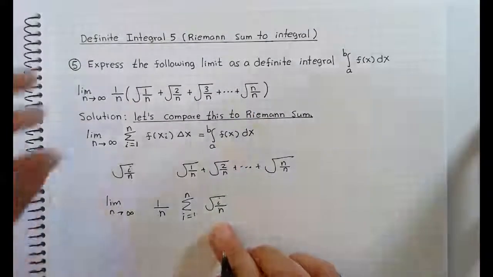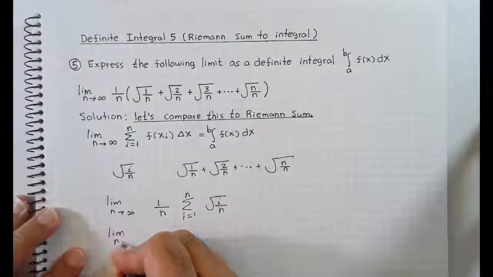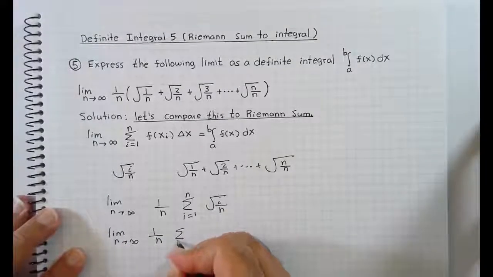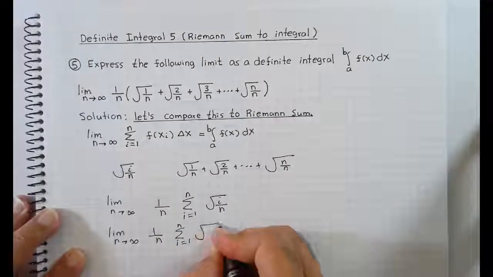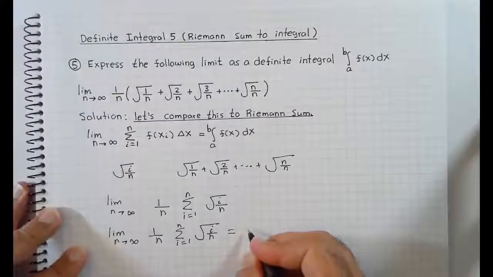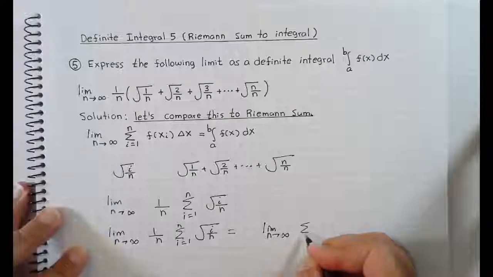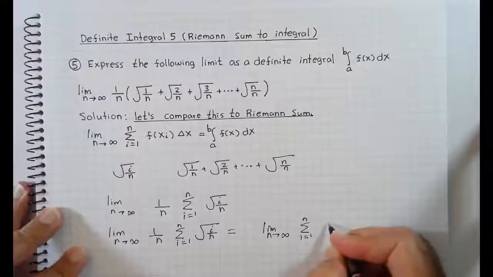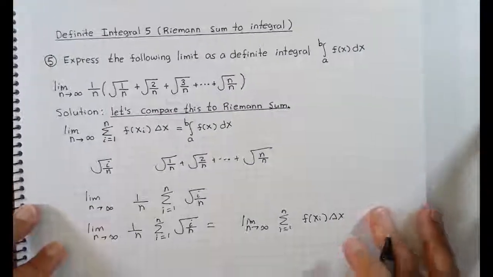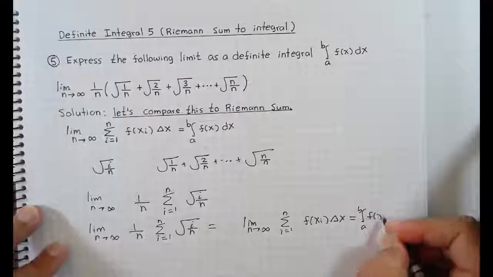Okay, so now let's compare this to the Riemann sum formula. Limit n approaches infinity, 1 over n, summation i goes from 1 to n, root of i over n, and our goal is to write this in terms of limit n approaches infinity, summation i goes from 1 to n, f of xi times delta x. And eventually we hope to write this in terms of a to b as a definite integral f of x dx.